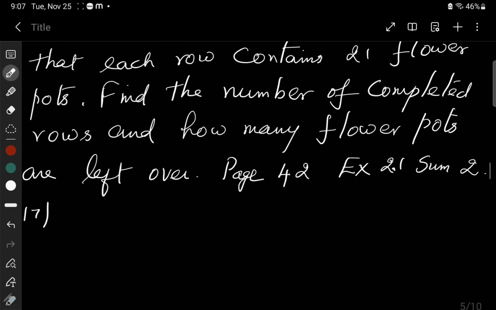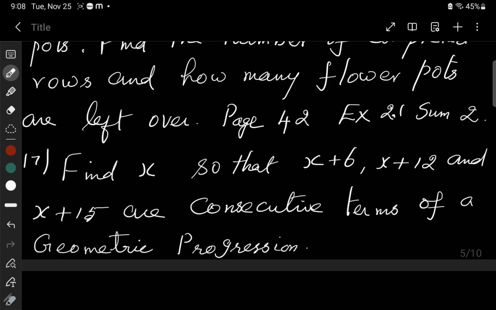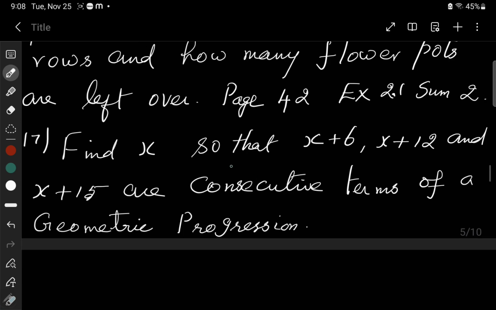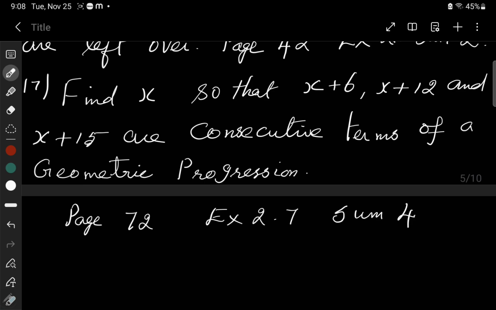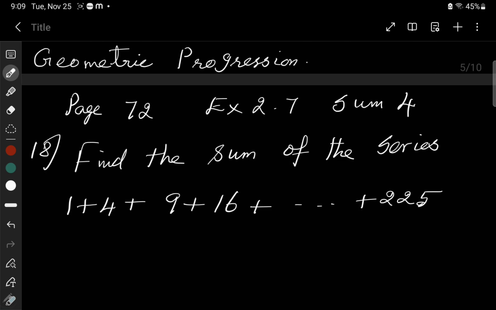Next sum. See the next question. Find x so that x plus 6, x plus 12 and x plus 15 are consecutive terms of a geometric progression. It is in page 72, exercise 2.7, sum number 4. So you can go through this in the video.